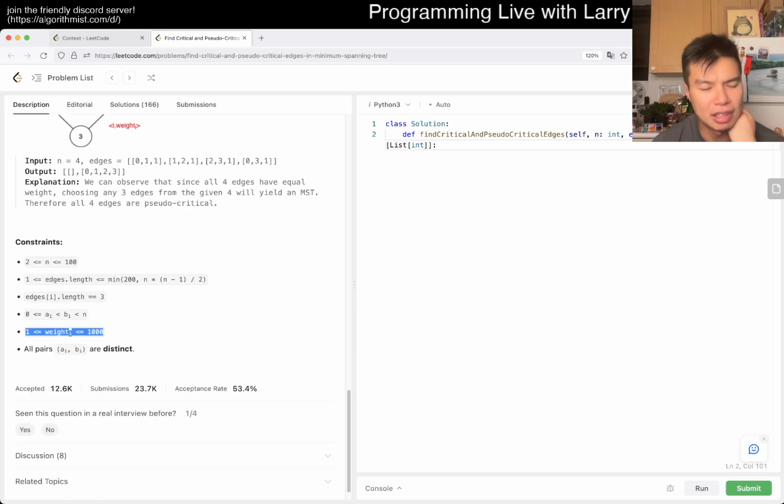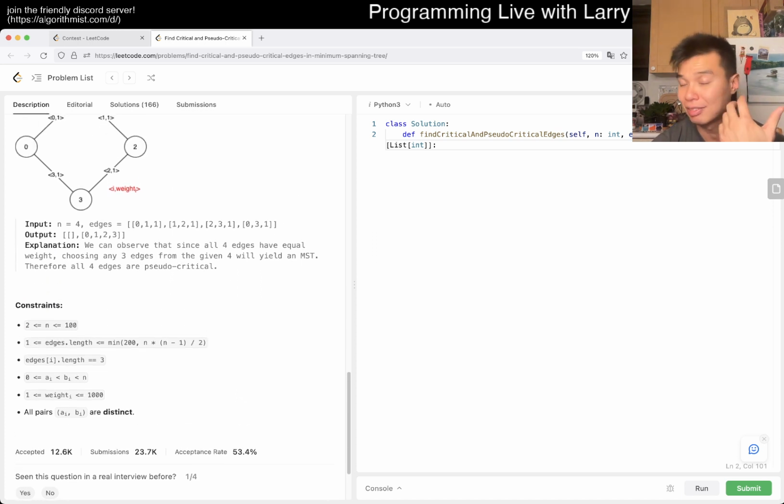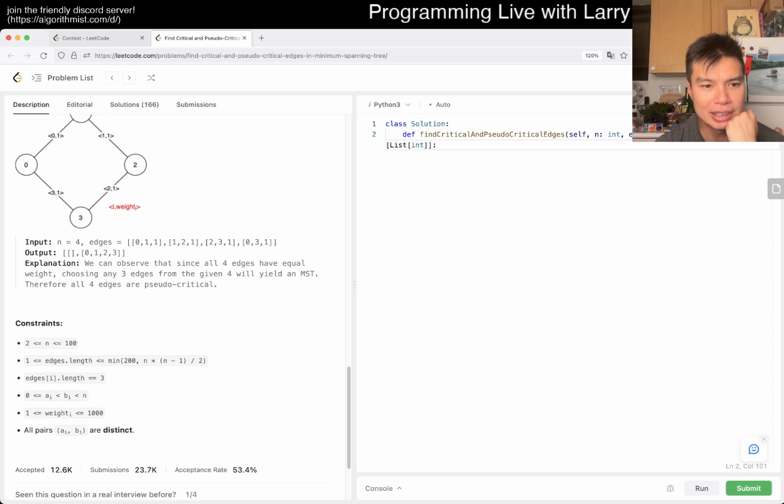The other thing is the weight is less than 1,000. I don't know if that helps, and edges is only 200. We have to figure out how to put all these things together. But these are good observations that allow us to be more brute force. That's not to say pure naive brute force, but a little bit more. In theory, we can even calculate the edge.